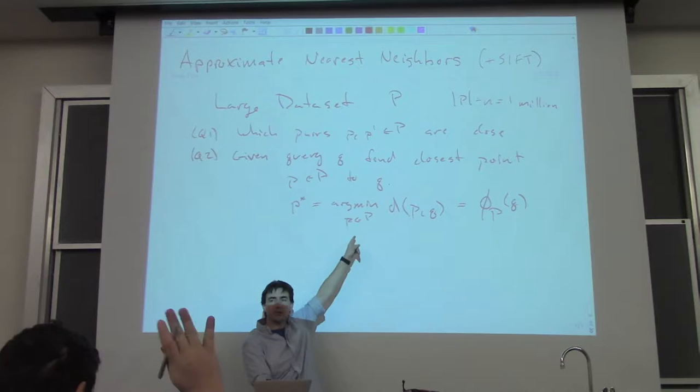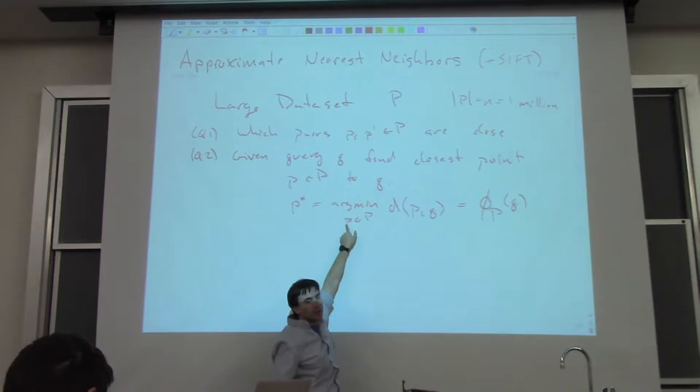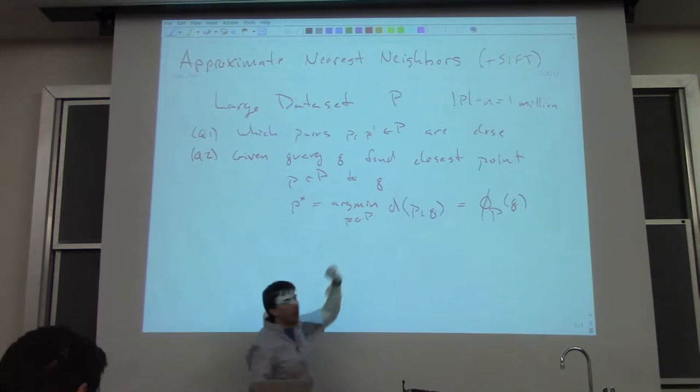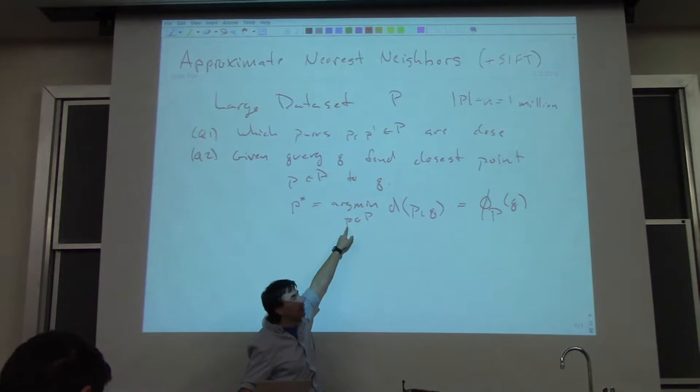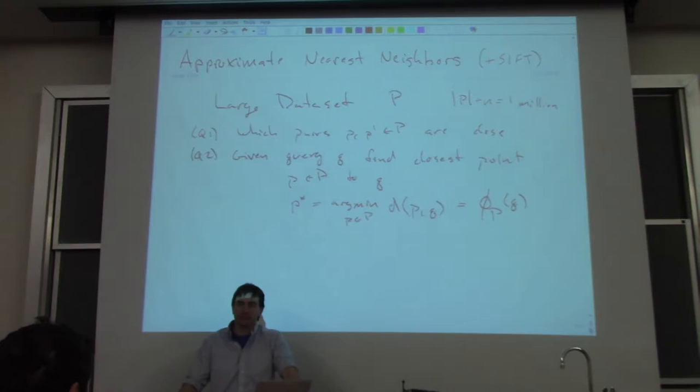So the min is essentially the min over any element in the set P, you want to minimize this function, which is the distance, and the argmin is the argument that minimizes it. So it's the object P, the point P, which minimizes this distance, right? So we'll call that P star. That's the nearest neighbor of Q in the set P. So we want to find this nearest neighbor. Okay.